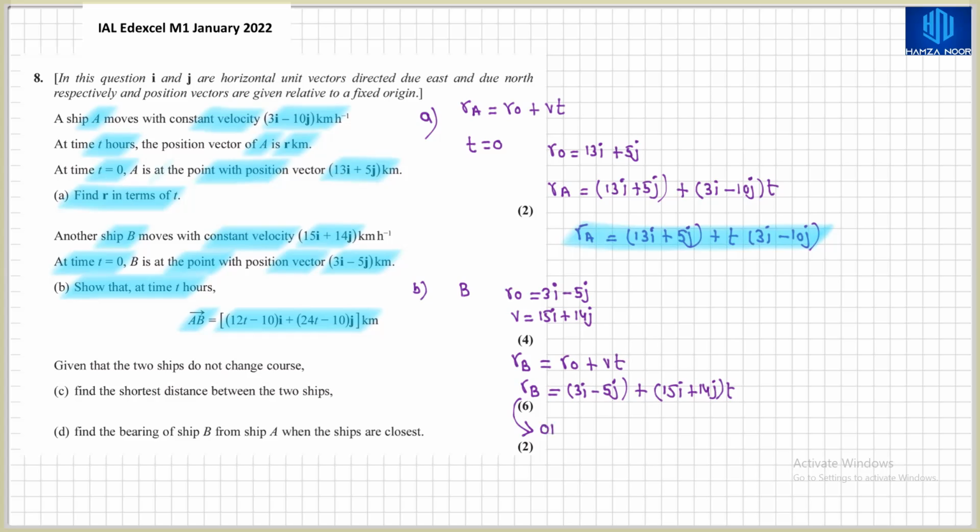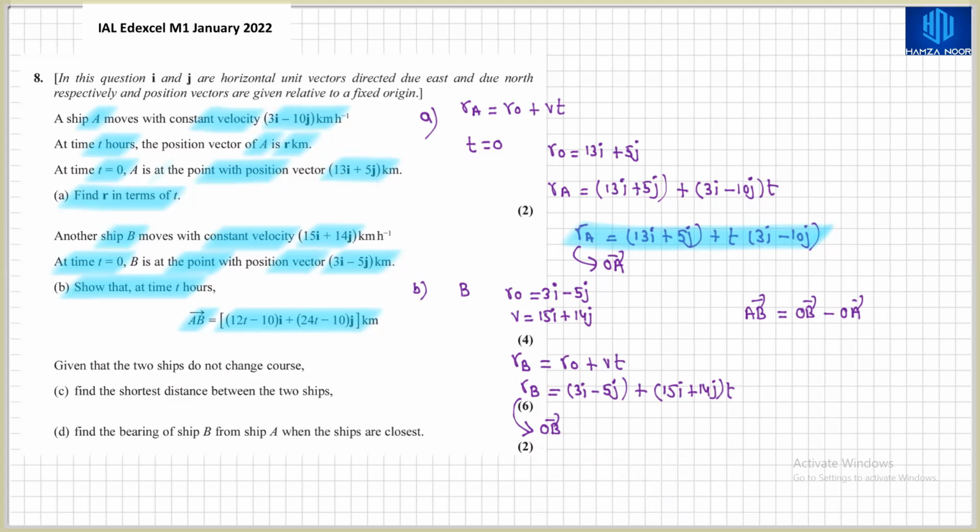Therefore, this is the OB vector, and the answer of part A, which was the position vector of ship A, we can say that this is the OA vector. And therefore, we need to find the AB vector. So we are going to use the subtraction law of vectors. Therefore, AB is equal to OB minus OA.